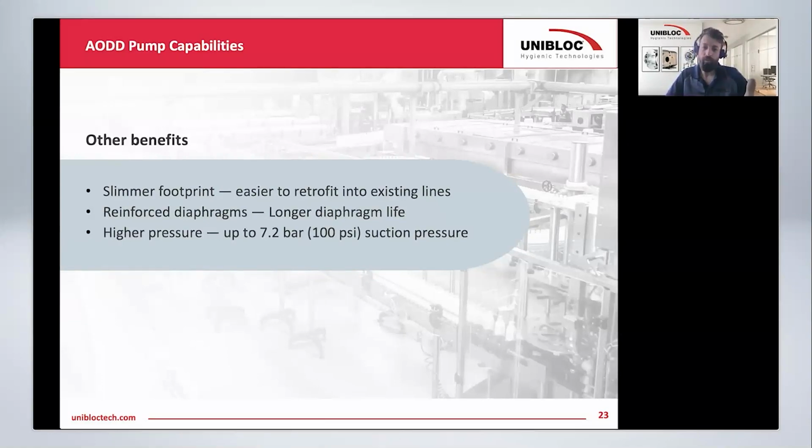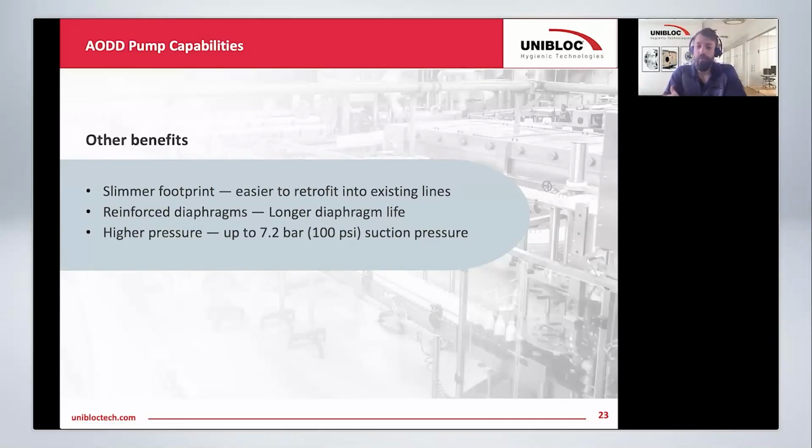We're also able to put a reinforcing backing plate on the diaphragms. This allows for increased diaphragm life, but mainly it allows for CIP, which lets us get high pressures on the suction side. So with those reinforced diaphragms, we can take the full pressure rating of the pump, so 7.2 bar, 100 psi, as positive inlet suction pressure. And the main benefit of that is true CIP of an AODD.